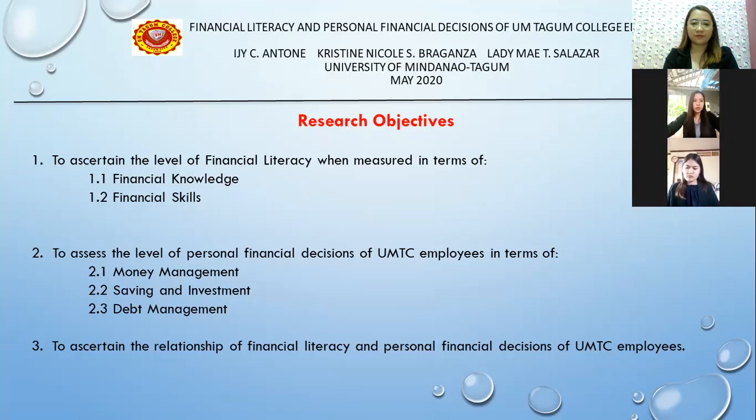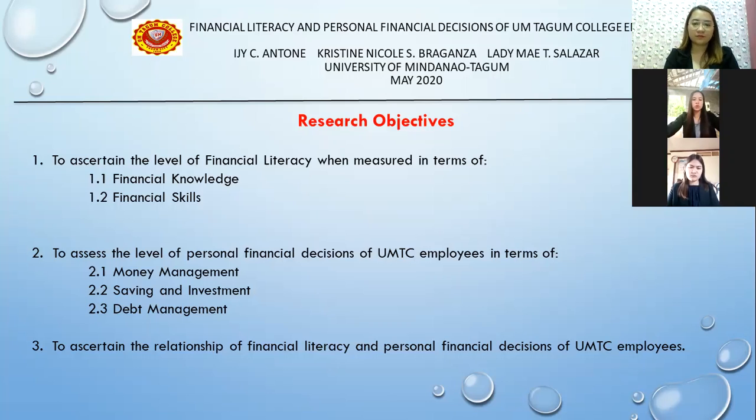Research objective number 1 is to ascertain the level of financial literacy when measured in terms of financial knowledge and financial skills. When we talk about financial knowledge, it's all about your awareness and understanding of financial concepts. And financial skills is your ability to manage your resources efficiently. Then research objective number 2 is to assess the level of personal financial decisions of UMTC employees in terms of money management, saving and investment, and debt management.